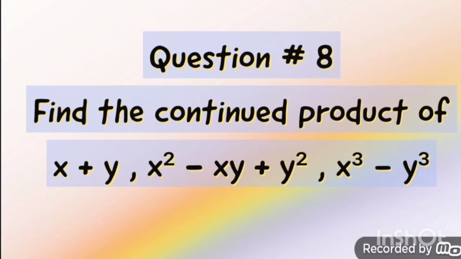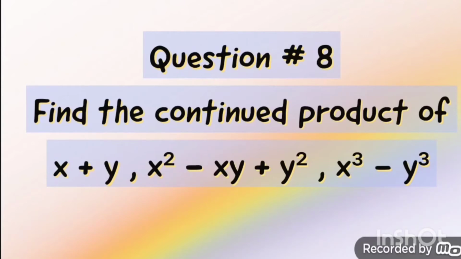The statement of question number 8 is: find the continued product of x plus y, x square minus xy plus y square and x cube minus y cube. To find out the continued product of these three polynomials, first we will multiply the first two polynomials and then we will multiply the product of these two polynomials by the third polynomial.